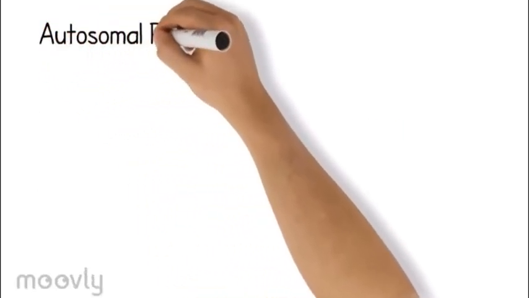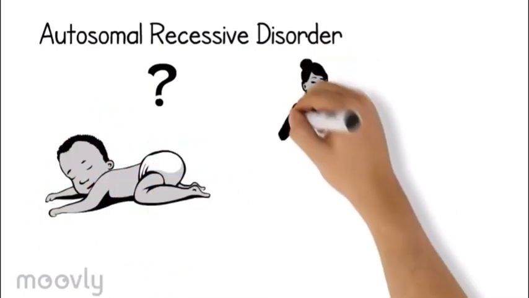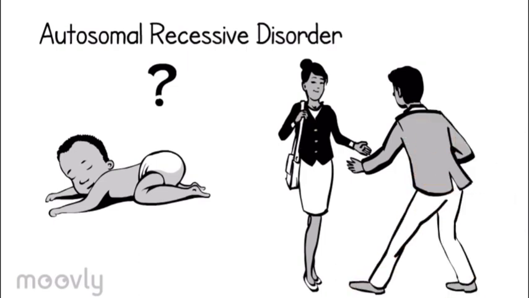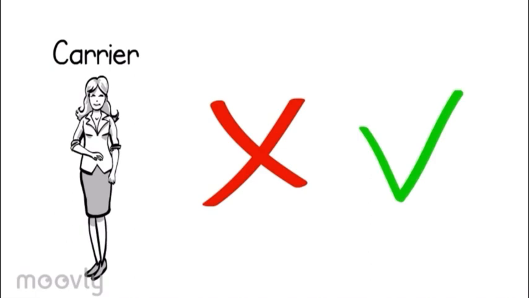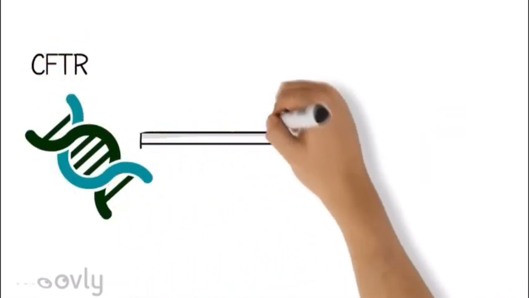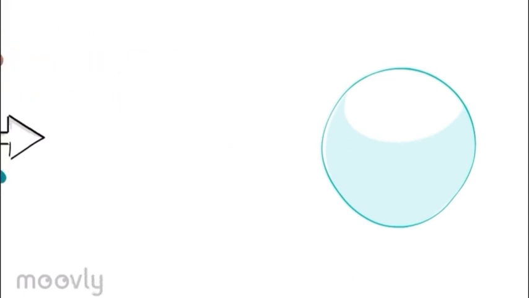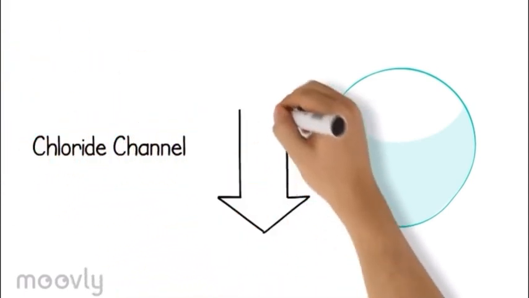This disease is an autosomal recessive disorder, which means that the disease is inherited when a child inherits a defective copy of the gene from both parents who are carriers of the gene. A carrier is an individual who has a defective copy and a normal copy of a gene, and is unaffected themselves. The CFTR gene codes for the CFTR protein, which is an important chloride channel. The purpose of this channel is to pump ions in and out of the cell.